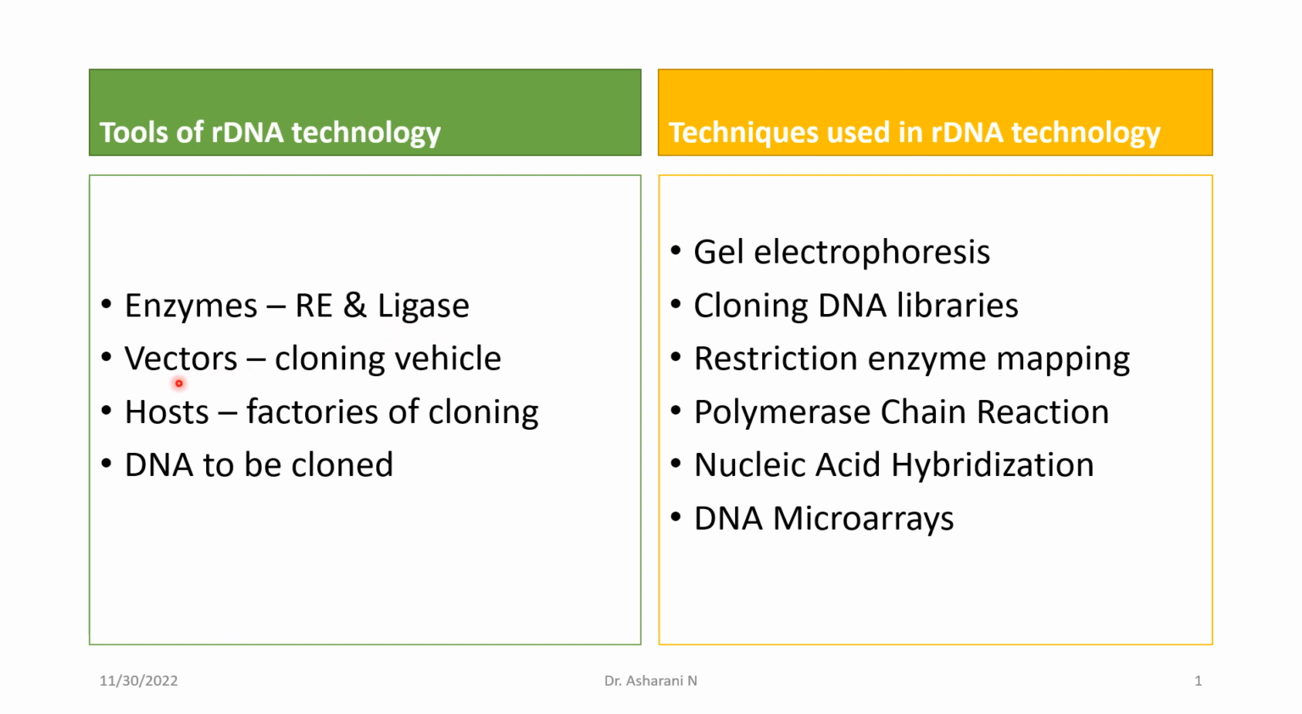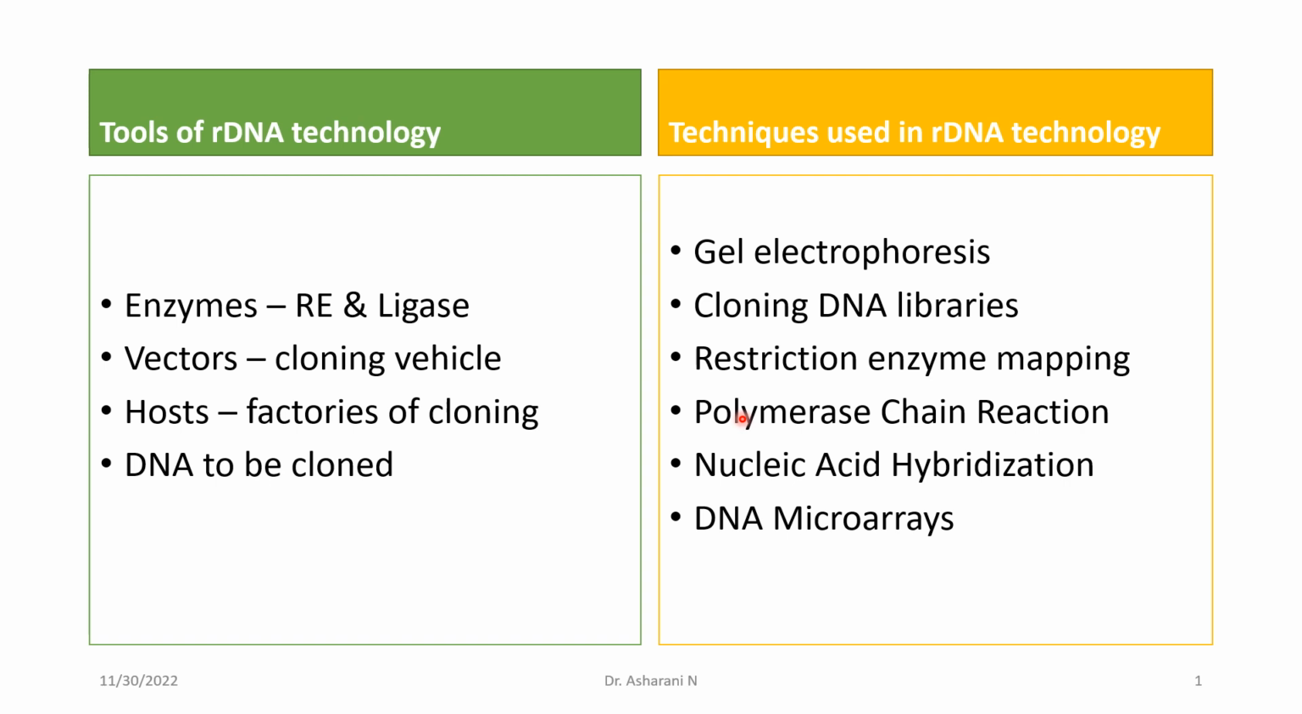The second important tool is the vector, which is nothing but a cloning vehicle. The third important tool is the host, which is nothing but a factory of cloning, where this is the place where cloning happens or amplification happens. Then the desired DNA or DNA to be cloned, this is one more tool or requirement.